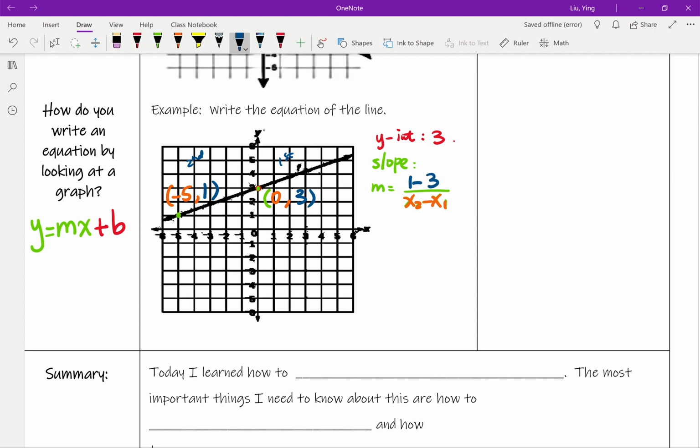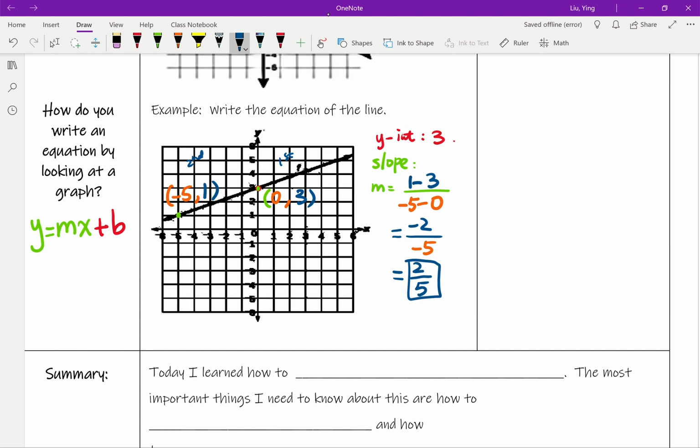Now we look at the x-coordinates. Make sure that the direction is consistent, because we already decided the one on the left is going to be the second point. So when we plug in, we have to write that one first. And then x1 would be the x-coordinate of the other point. So now we can simplify the fraction. So 1 minus 3 is -2, and then -5 minus 0 is -5. To simplify it one more step, because negative divided by negative makes a positive, the slope is 2/5.